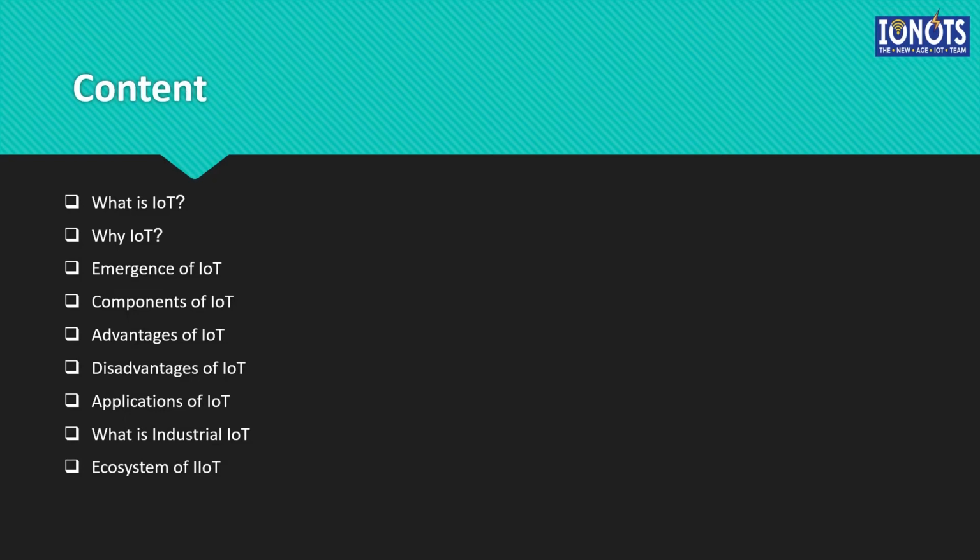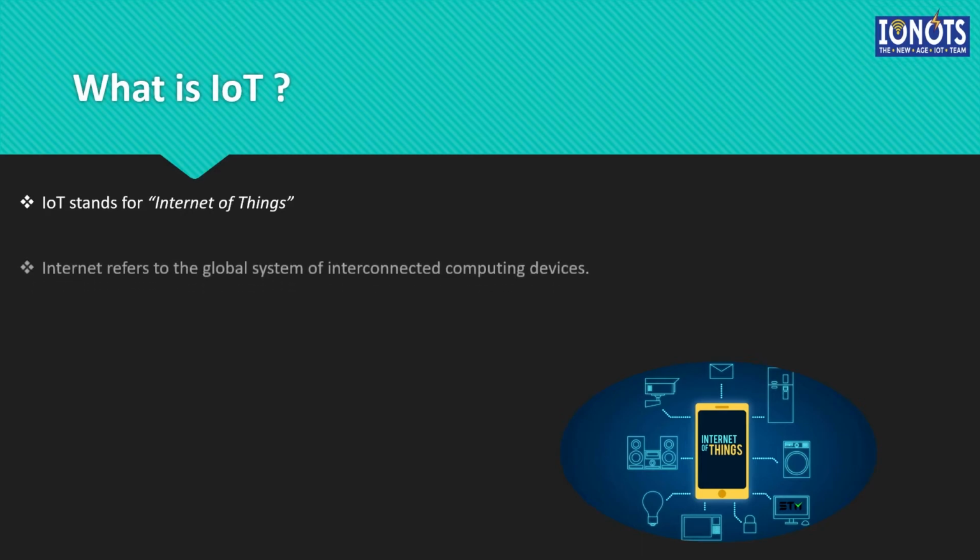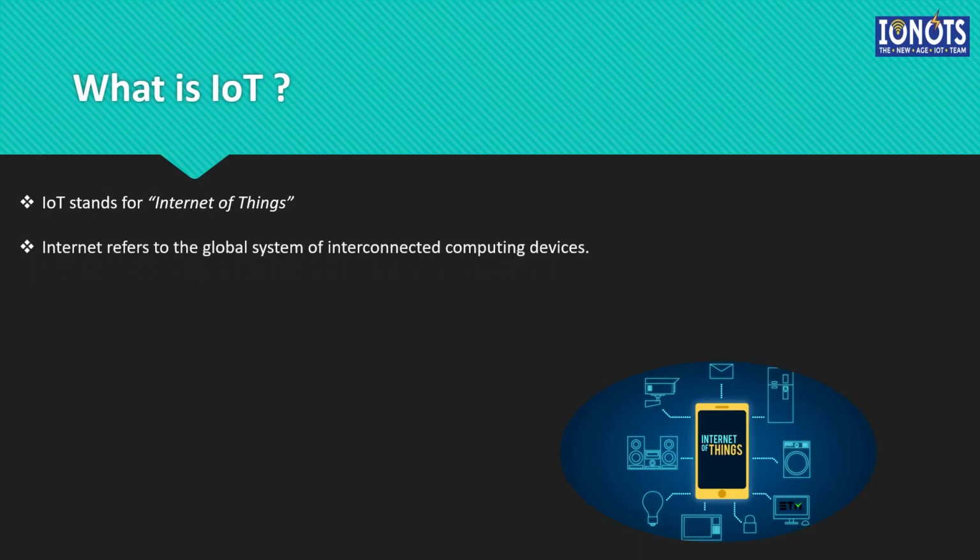Let us start our journey by talking about what is IoT. Now, IoT is a simple acronym for Internet of Things, and the two most important words in this particular acronym are Internet and Things. Let us try to decipher this acronym with the help of these two words. I, as you can see, stands for Internet, and Internet refers to the global system of interconnected computing devices.